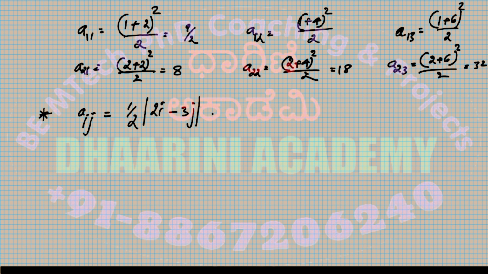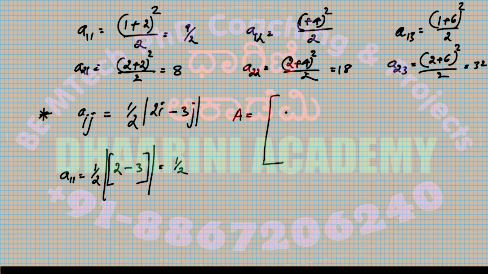So once again, we want to create the same A11, A12, A13, A21, A22, A23. So the matrix A is equal to A11, put this is 1 by 2 into, this is 2 into 1 minus 3 into 1. But I need to take the magnitude. So 2 minus 3 is minus 1. Magnitude makes it plus 1. So this is 1 by 2.